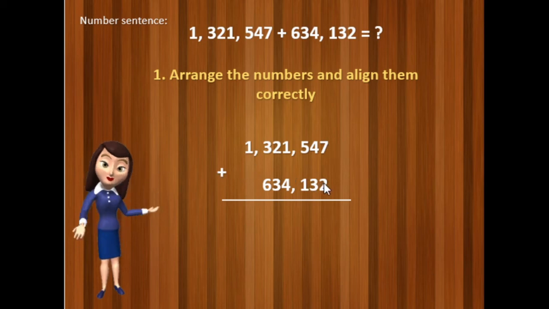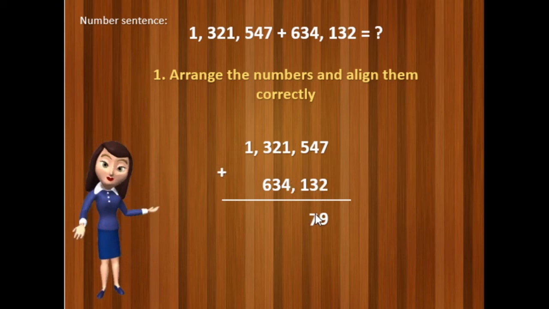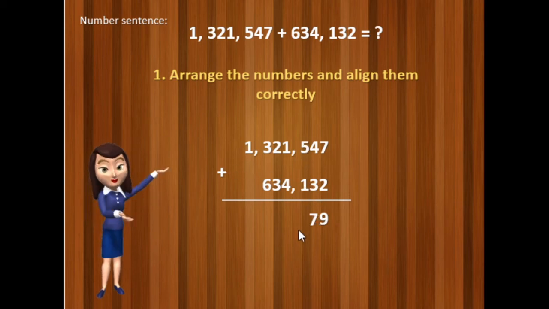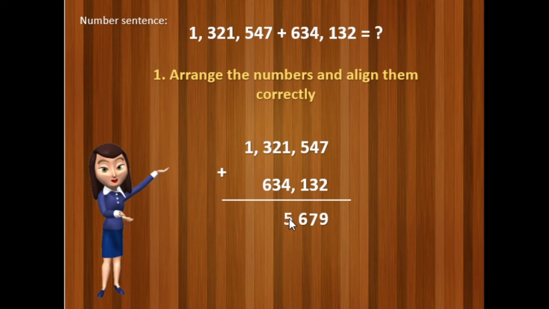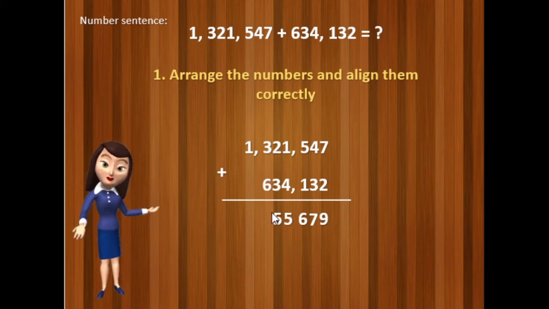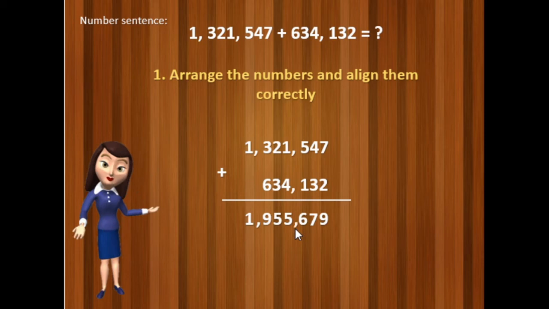7 plus 2 equals 9. 4 plus 3 equals 7. 5 plus 1 equals 6. 1 plus 4 equals 5. 2 plus 3 equals 5. 3 plus 6 equals 9. 1 plus 0 equals 1. Put the comma and there you have the answer.